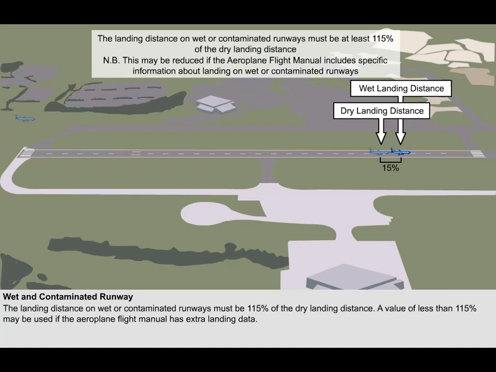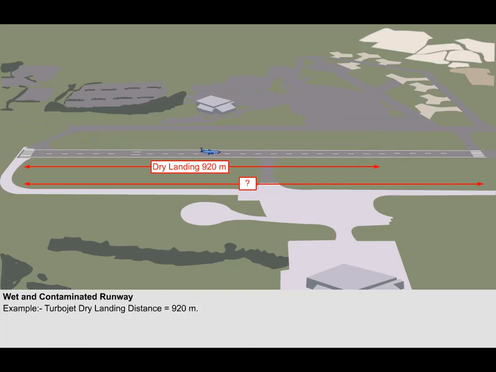Even though the landing distance increases on wet or contaminated runways, the aeroplane must still be able to demonstrate it can stop within 70% of the runway for turboprops and 60% of the runway for turbojets. Therefore, just be sure you understand the implications of this. Let's work through an example. If the dry landing distance of a turbojet aeroplane is 920 meters, what would the minimum landing distance available have to be if the runway is wet?